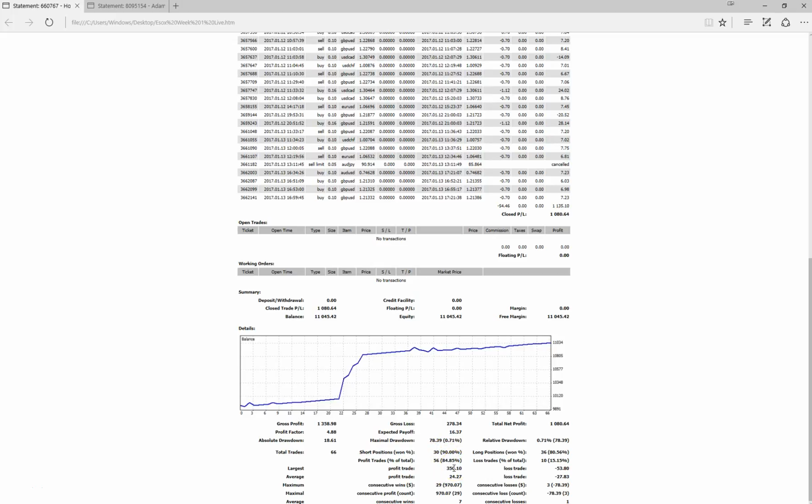So the gap has narrowed quite considerably between our average profitable and average losing trade, but once again, this would be heavily skewed by the fact that we have some quite large profitable trades.